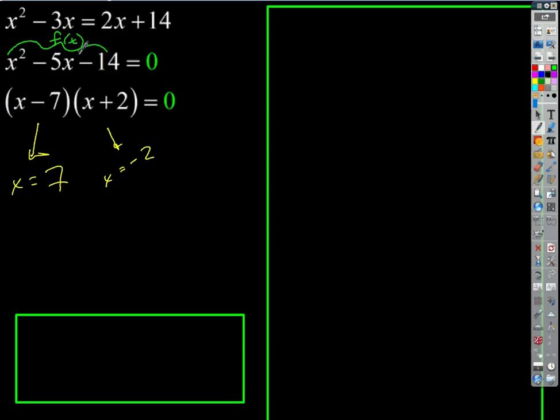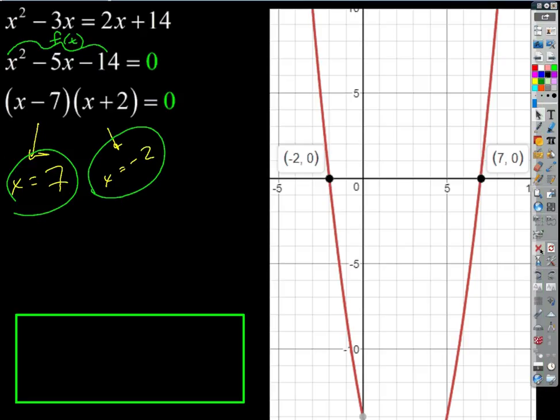So what's going to be unique about these two numbers then? What's happening at x equals 7 and x equals -2? Y equals 0. What do we call those places where y equals 0 on a function? They're cutting through the x-axis. What do we call those? X-intercepts, yeah, right? All those x-intercepts. So there they are, right?